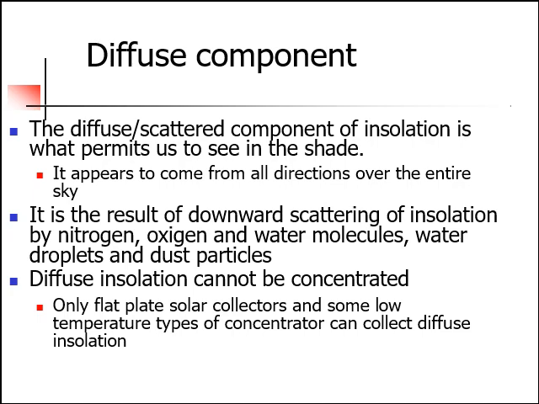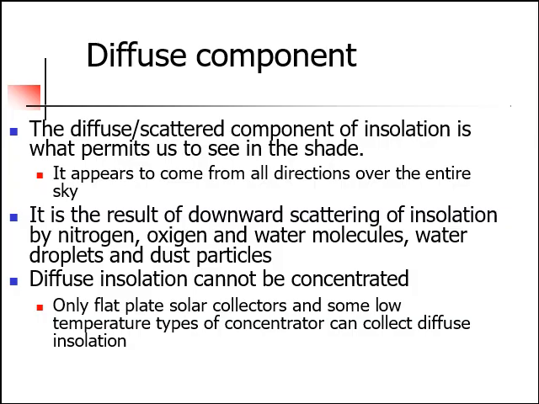So we can see it, but we really cannot make very good use of it because it's already diffused, right? So its energy potential is already low, and that is the result. Why does this diffuse component happen?